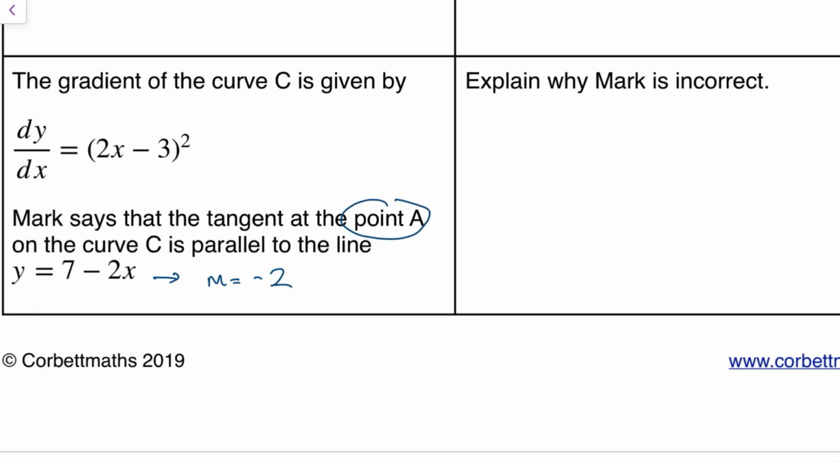So I'm wondering where this is a second error. The gradient of the curve is given by, Mark says that the tangent at the point A. Okay, so maybe I have to show that A doesn't exist. Okay, let's try something else. Let's try and work out if 2x minus 3 squared can equal minus 2. In other words, can I get that value? Of course I can't. There we go.